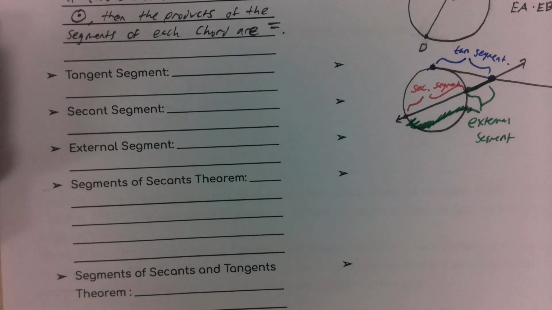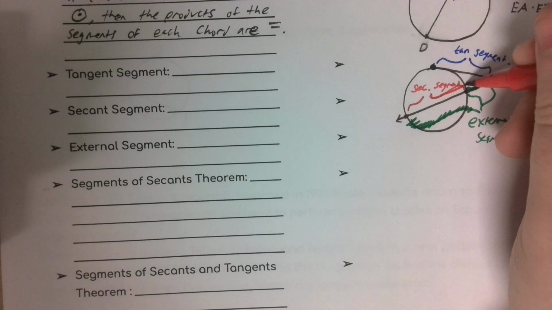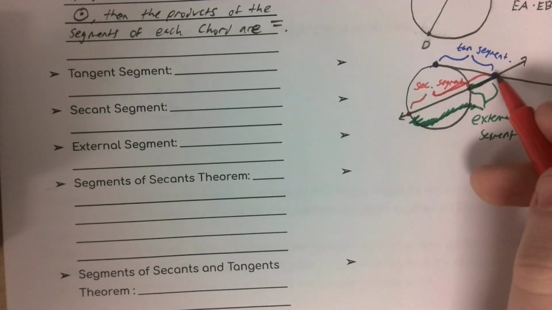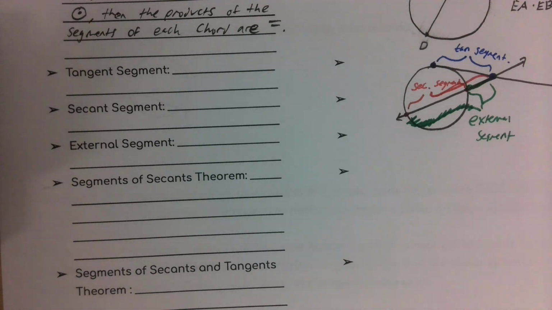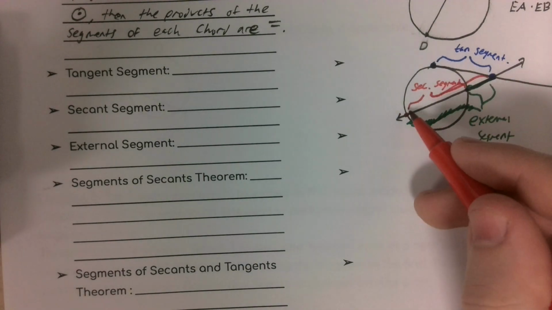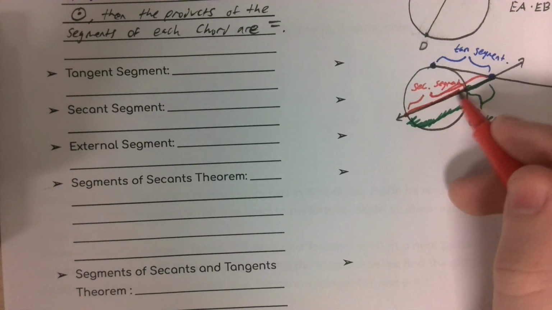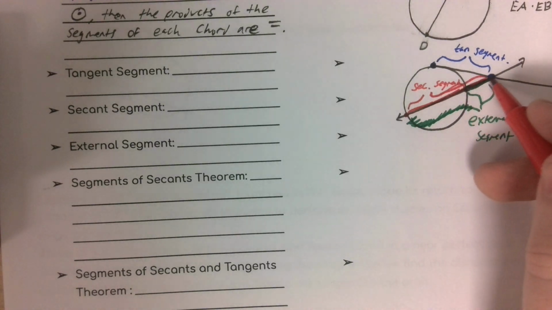And I want to make one quick edit here. The secant segment is the entire part up until the point of intersection, not just the chord. Otherwise, we just call it a chord. So the secant segment is really this in red.